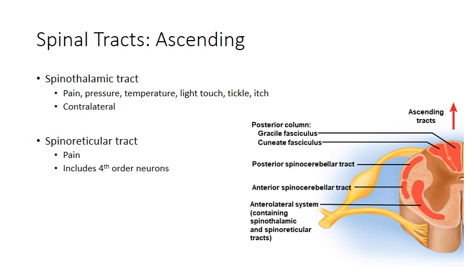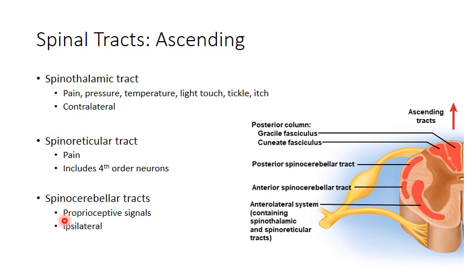Our spinoreticular tract, this is going to be one that senses pain. This one is a little bit unique because it includes fourth order neurons, so we go beyond the third order neuron here. Our first order neurons are again going to enter around the posterior horn and immediately synapse. They do decussate, or I'm sorry, the second order neurons decussate, and they end in the reticular formation.